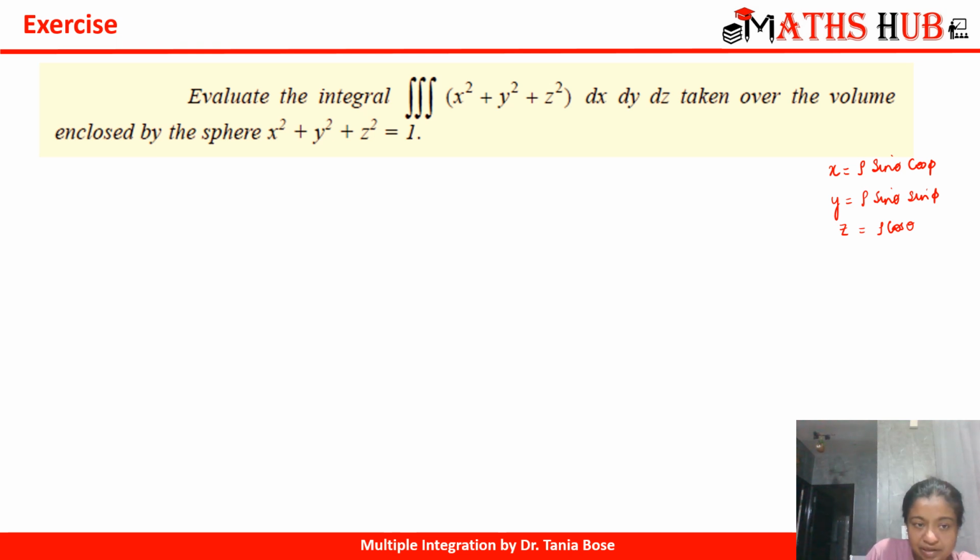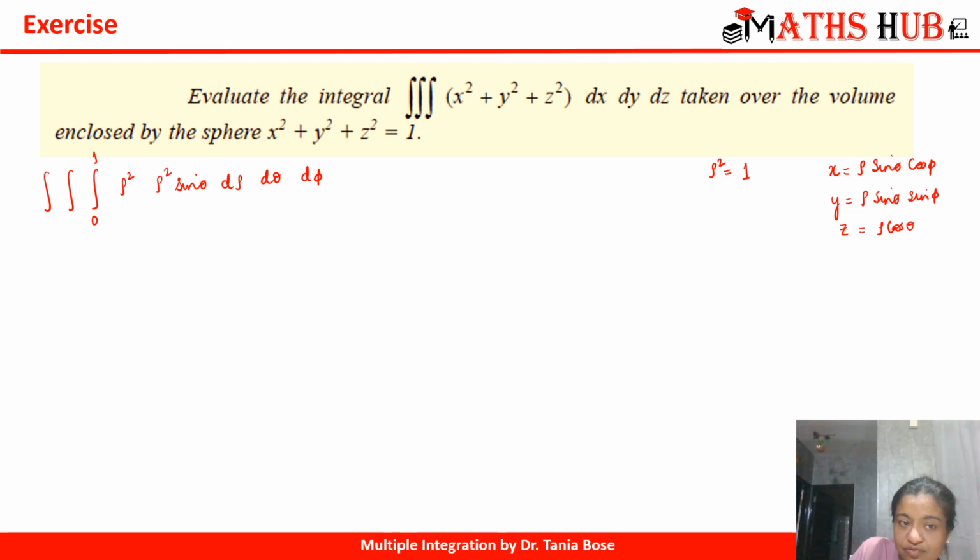So this triple integral gets converted into rho square. This is rho square. Dx, dy, dz will get converted into the Jacobian, that is rho square sine theta. Then we have d rho, d theta, and d phi, right? Now, what are the limits of rho? The innermost limit we are writing for rho. It's given that the sphere is x square plus y square plus z square is equal to 1. So when I put the values in terms of rho, theta and phi, I get rho square is equal to 1. So rho becomes 1. That means the radius of the sphere is 1.